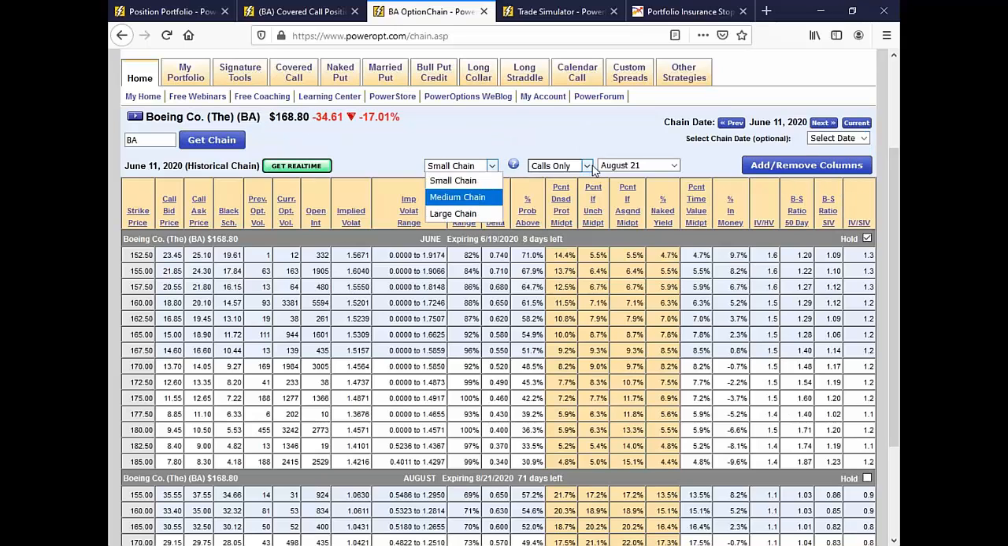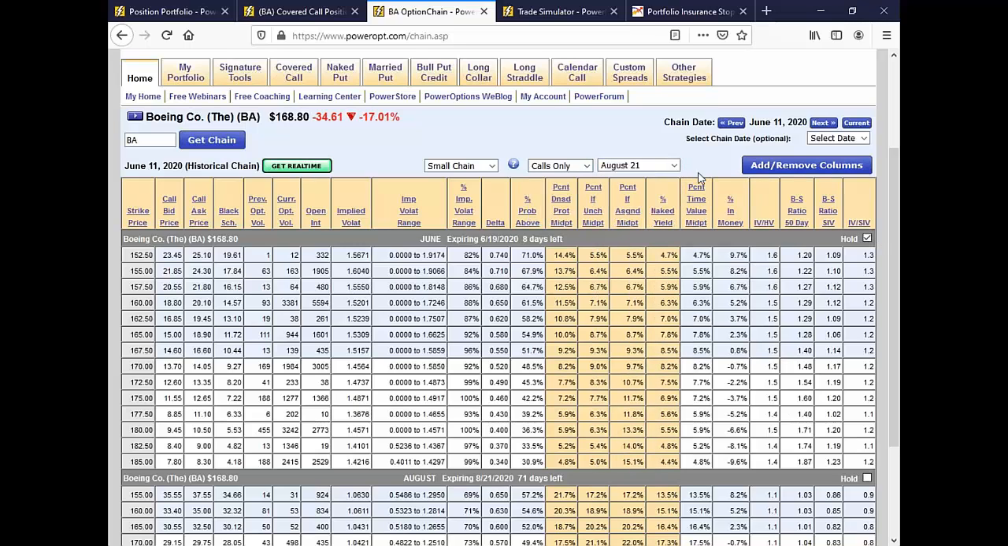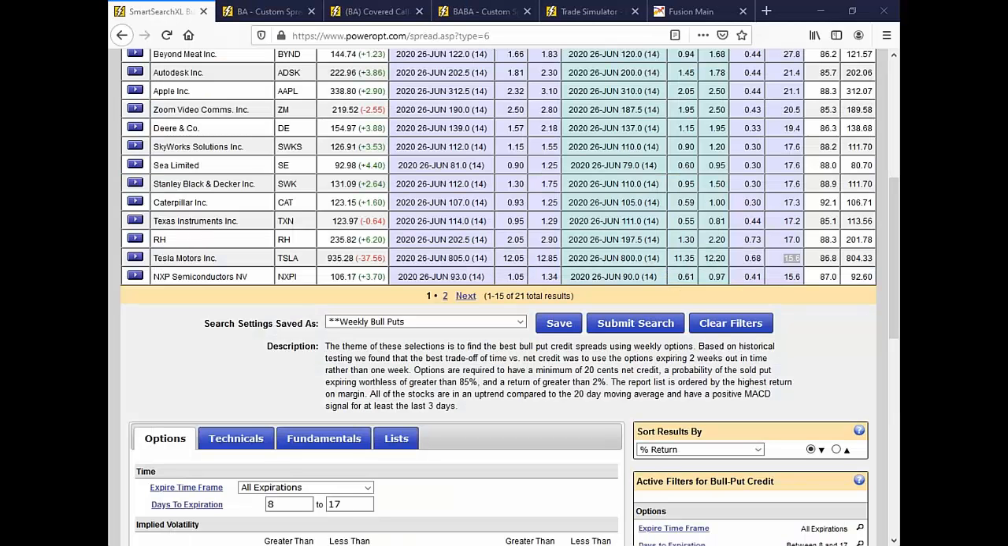Small, medium, or large chain, calls and puts, calls only, puts only. You can use the add or remove columns to customize the chain for your needs for what you'd like to see. And then, of course, the various expirations, and use the hold feature if you want to compare multiple expirations at the same time. All right, Carl, I will look into that for you on Monday.